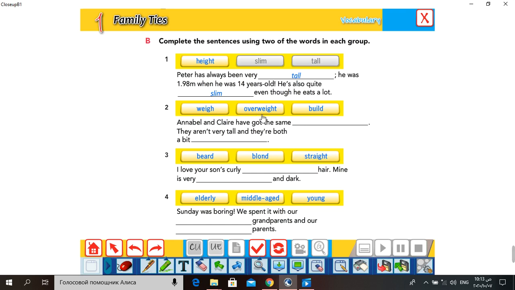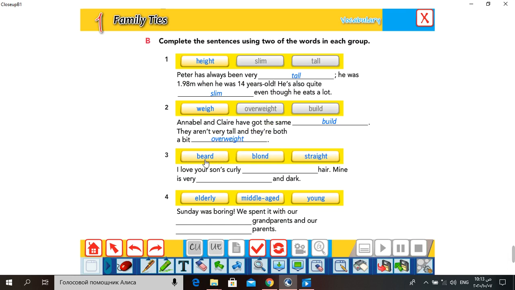Overweight is an adjective that describes someone who has a little bit extra weight. And build describes your building or bodybuilding. So Annabelle and Claire have got the same build. Yes, we're speaking about their body. They aren't very tall and they are both a bit overweight or weigh. What do you think? Weigh is a verb, so it can't go here. We need an adjective, a bit overweight.